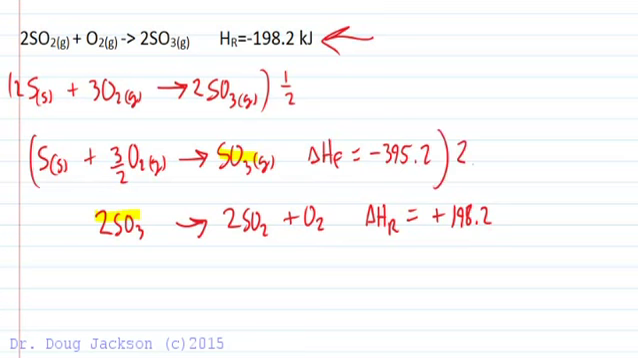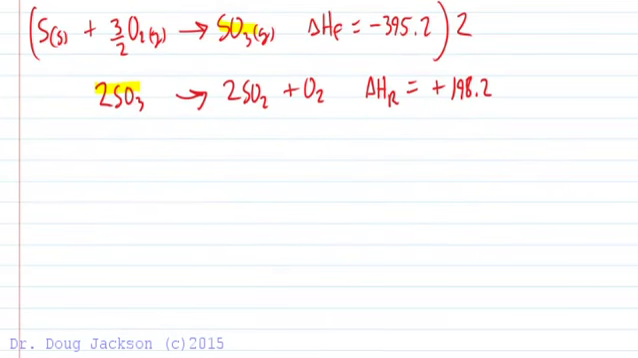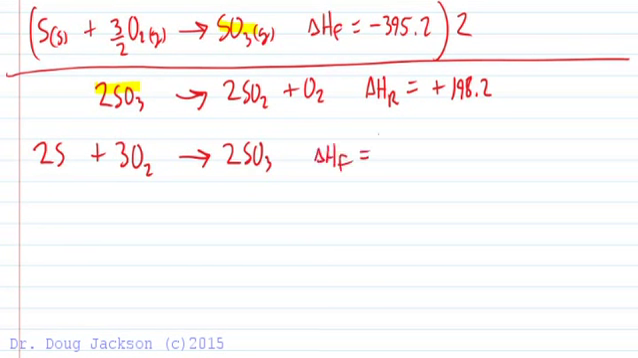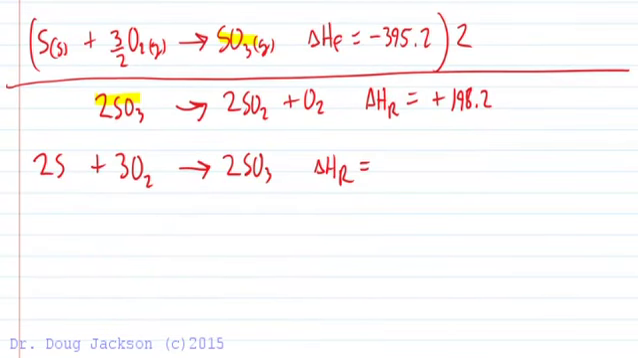And if we do that, a new equation that I'll write down here, we're going to get 2 times sulfur plus 2 times 3/2, which is 3 times oxygen, is going to give us 2SO3, and now this is out, so we're going to ignore that again. And that delta H of the new reaction is going to be twice that of the old, so negative 395.2 times 2 is negative 790.4.